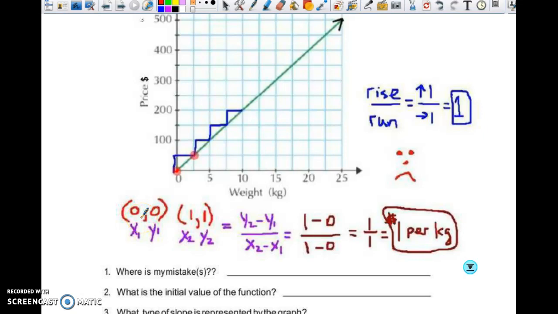So 1 minus 0 again. 1 minus 0 is 1. Again, 1 divided by 1 still left them with 1. So they want to know where is their mistake.